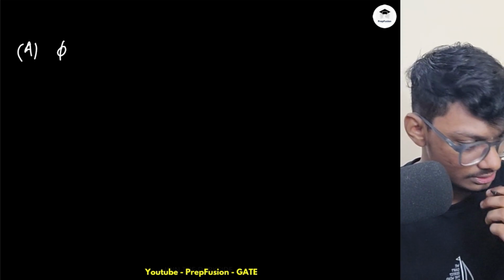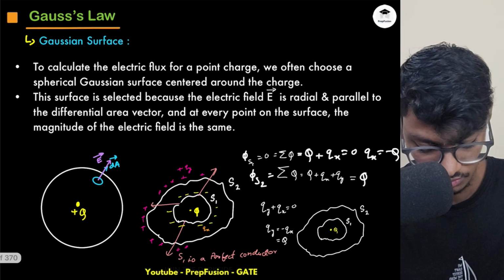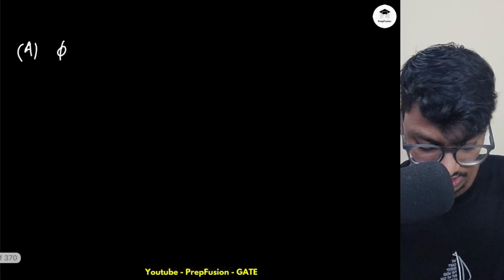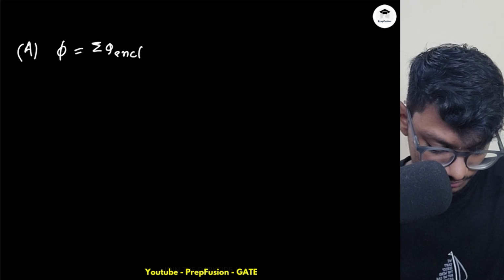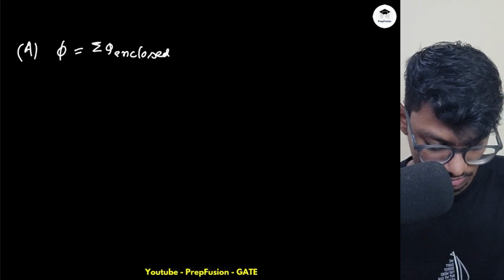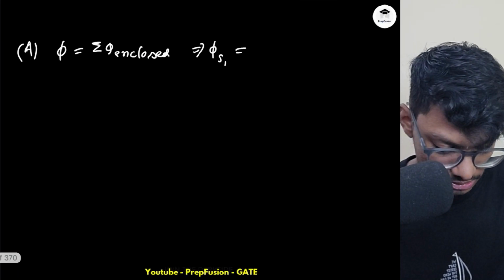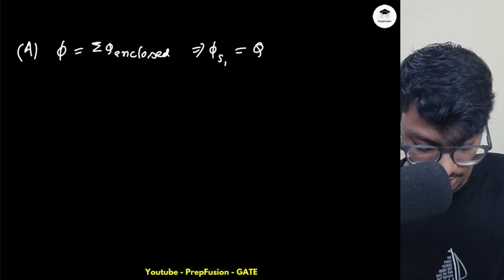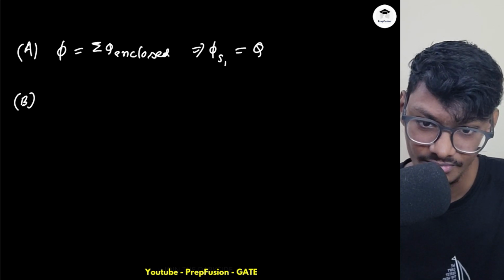One thing I forgot there, it was Q by epsilon. So this thing is correct. Electric flux is the summation of charge enclosed according to Gauss's law. So my phi S1 will be, charge enclosed is what? Plus Q. Charge enclosed is plus Q. That's it, right? That's how simple it is.